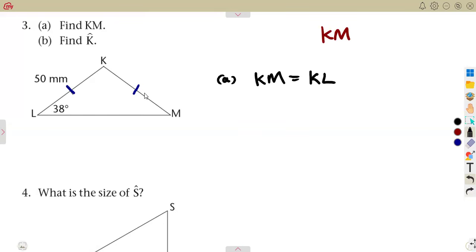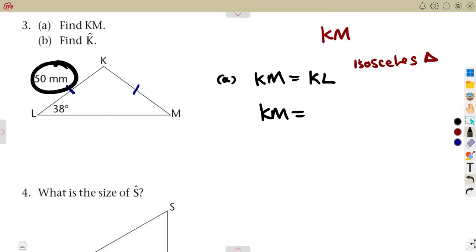Okay, why? That's an isosceles triangle. We are given this indication. So that's an isosceles triangle that we are referring to. So in this case, KM is equal to KL, and KL is given, so therefore it is 50 millimeters. We have the length. So this is going to be 50 millimeters. We are not calculating anything there. Just have to know. All right.